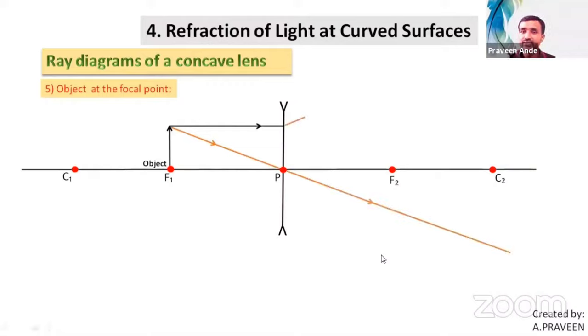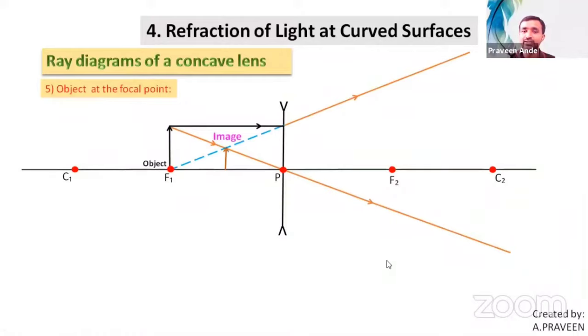Then that parallel ray diverges. Connect that with the focus by the backward ray. Okay, connecting. Then find out the diverging point of those two refracted light rays. That is the point of image.